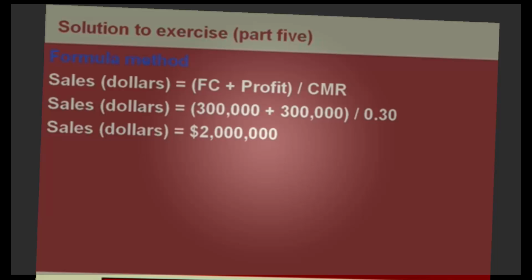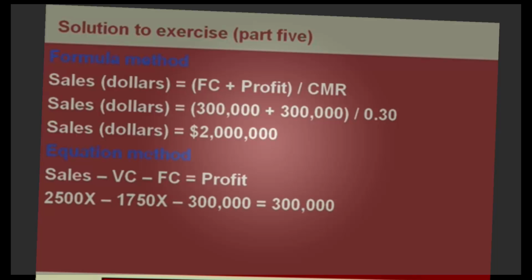If you use the equation method, you get the same answer, except it's just a little bit longer. Here's the equation method. Go back to basics. Sales less variable cost less fixed cost equals profit. So 2,500x minus 1,750x minus 300,000 equals the profit you want to make, which is 300,000. Solve for x. 800 players. But they didn't ask for it in units, they wanted it in dollars.